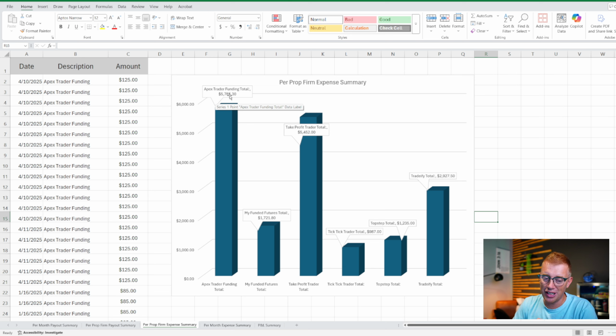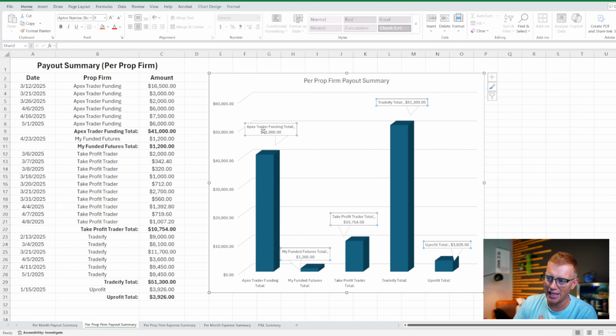Now here's the funny thing about these expenses with Apex. Of my $41,000 in payouts, $34,000 of that has come from 5 accounts that I have had since last July. So almost all of my payouts have come from 5 accounts that I've had since last July.